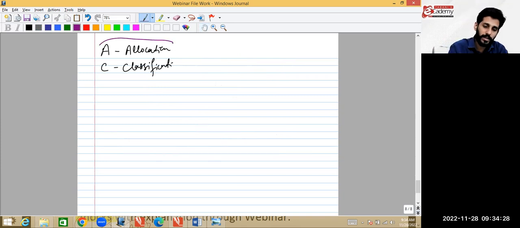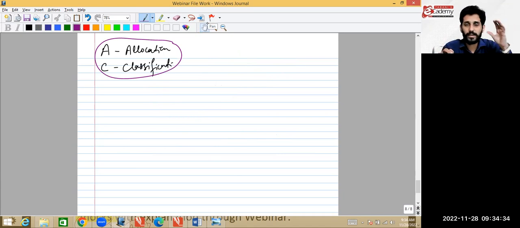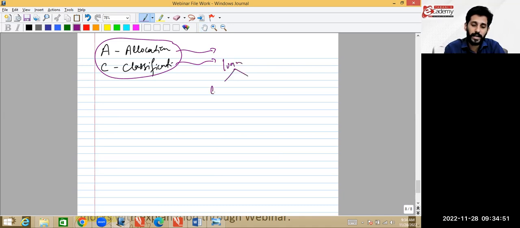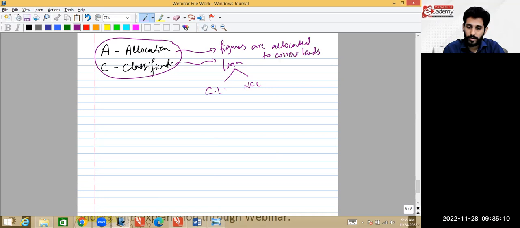So allocation and classification is actually the thing that the transaction, for example, the depreciation, is being allocated to that tangible non-current asset. That is the allocation. That is something going to the main heads. And classification is actually the subheads. For example, if there is a loan, the loan is classified as current liability and non-current liability. And allocation means that figures are allocated to correct heads.